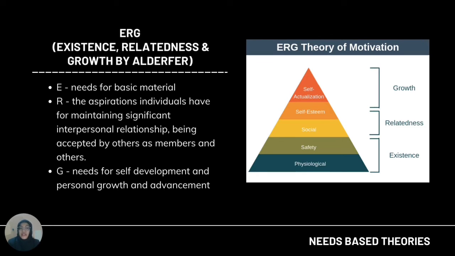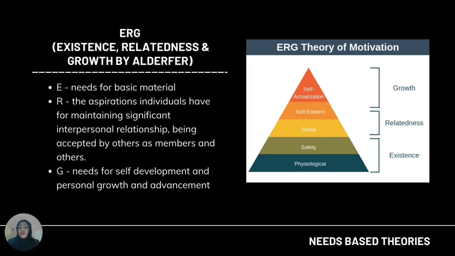Next, the need-based theory ERG. The E, R, and G stand for the three basic need categories, which are existence, relatedness, and growth. The difference between Maslow and ERG theory is that Maslow has a rigid hierarchy of needs to be followed, while ERG has no rigid hierarchy. E stands for the need for basic material. R stands for the aspiration individuals have for maintaining significant interpersonal relationships, being accepted by others as a member. G stands for the need for self-development and personal growth and advancement. Conclusion, the ERG theory is flexible as individuals do not have to follow a specific hierarchy.